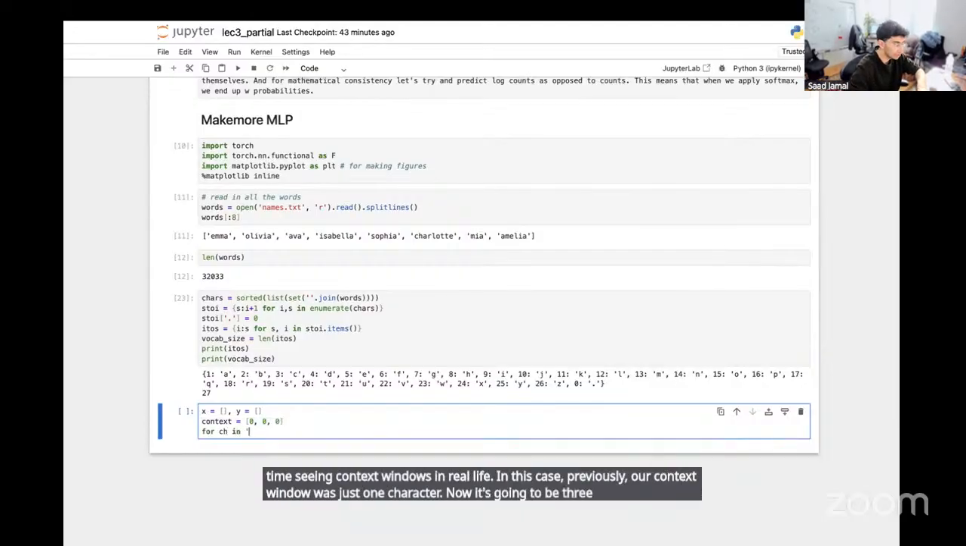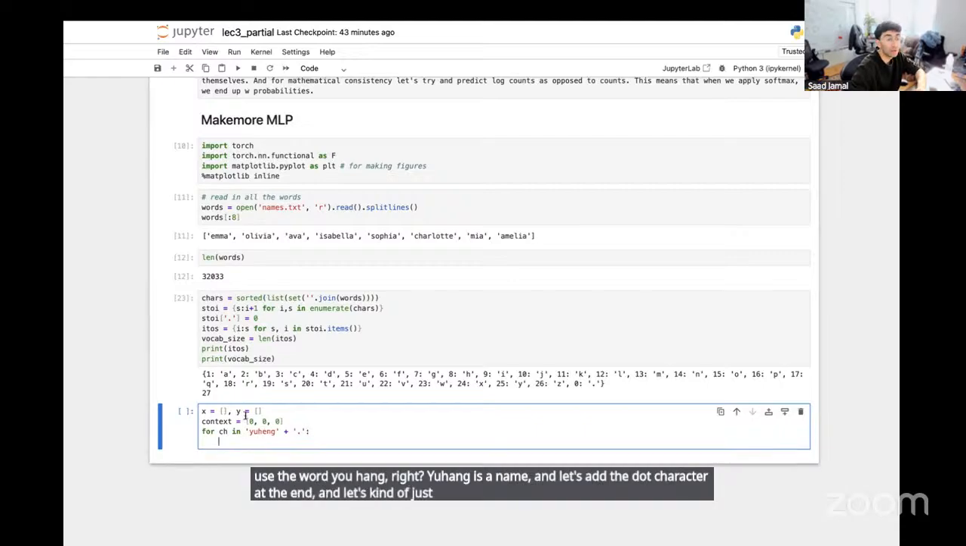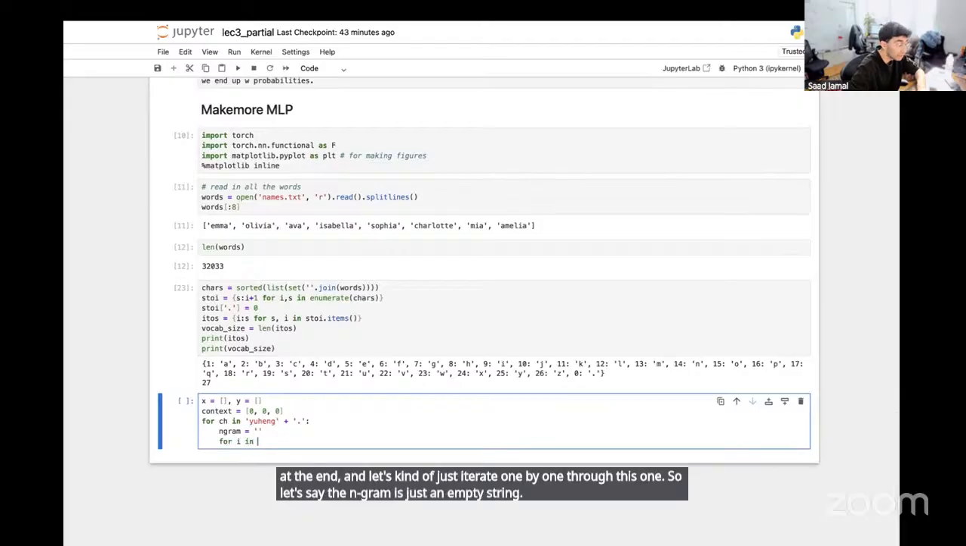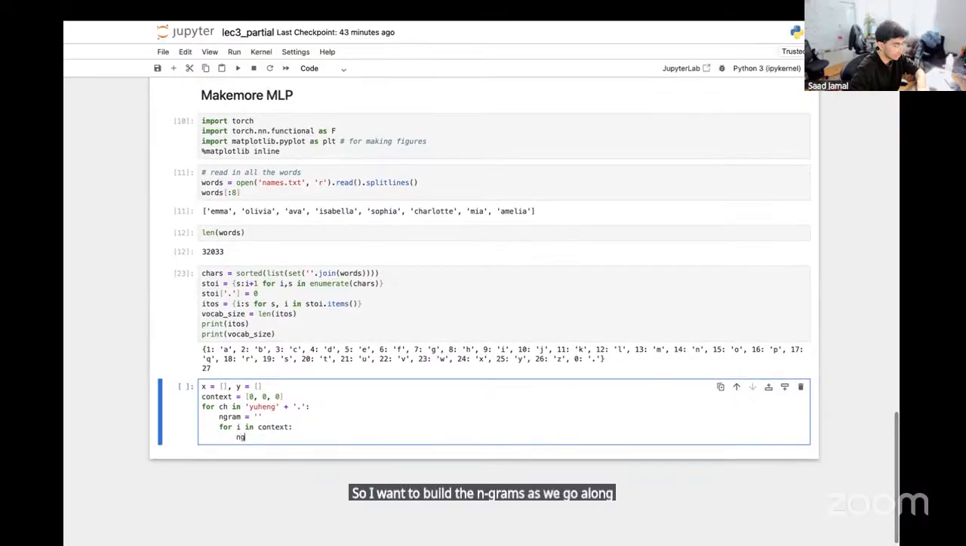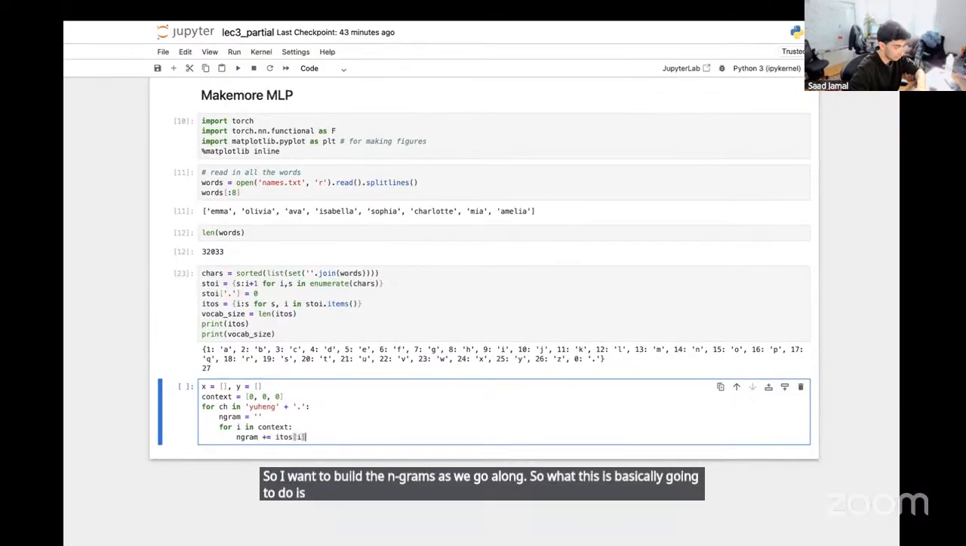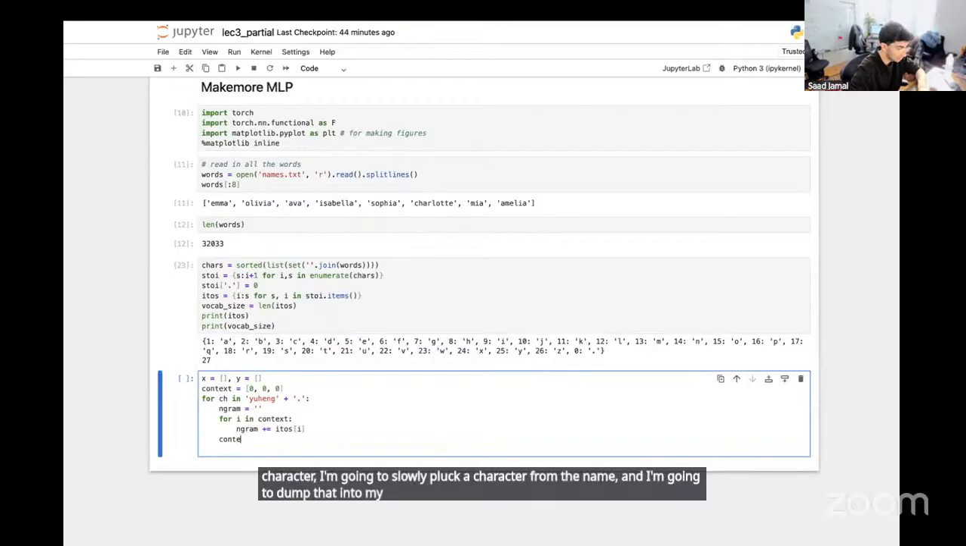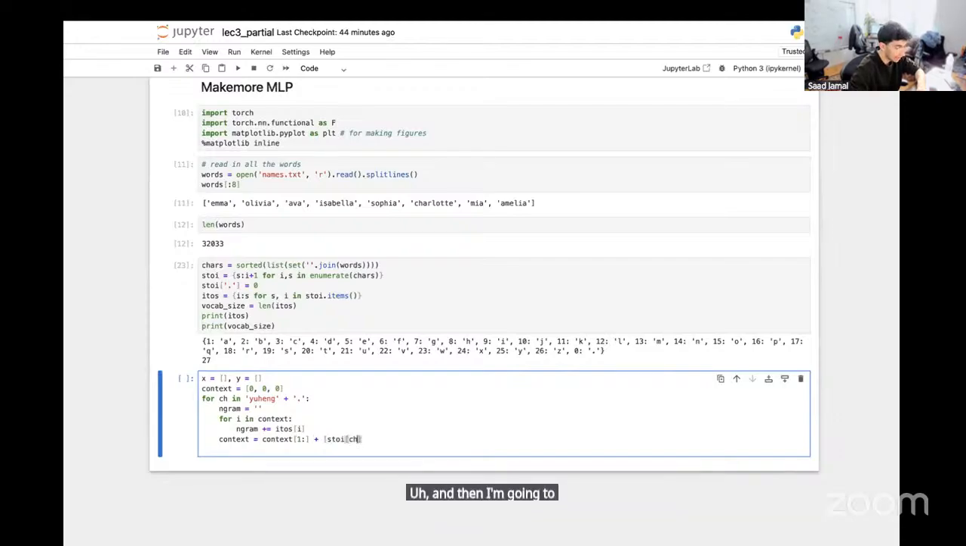Let's, for example, use the word Yuheng, right? Yuheng is a name, and let's add the dot character at the end. Let's iterate one by one through this one. So let's say the n-gram is just an empty string so far. I want to build the n-grams as we go along. What this is basically going to do is iterate through my context. For every single character, I'm going to slowly pluck a character from the name and dump that into my context. So my context is going to be sliding over one element at a time. And then I'm going to grab the actual character right here.